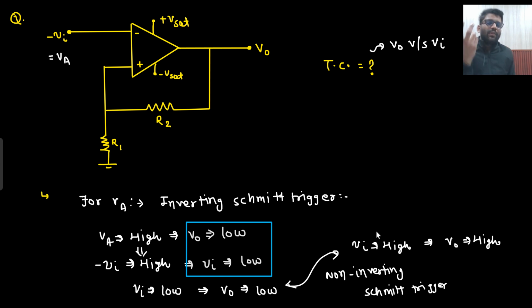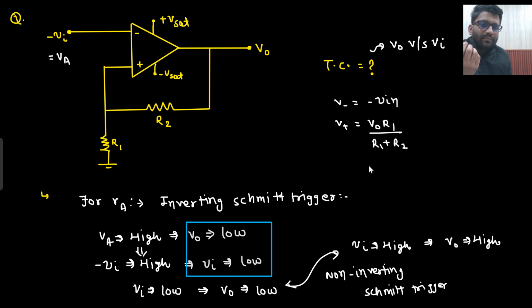Okay, what is our usual target? What is our V negative? Minus V in. What is our V positive? V positive is V naught into R1 upon R1 plus R2, right? So what do we do? First time we put a plus V set, second time we put a minus V set. If I put a minus V set, then the value I will get is V set into R1 upon R1 plus R2. So this will be my UTP.